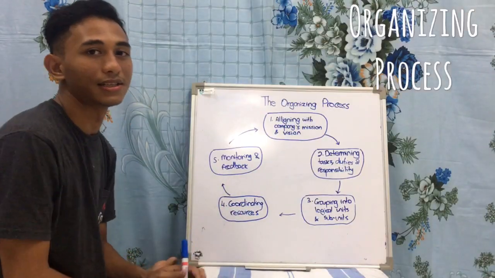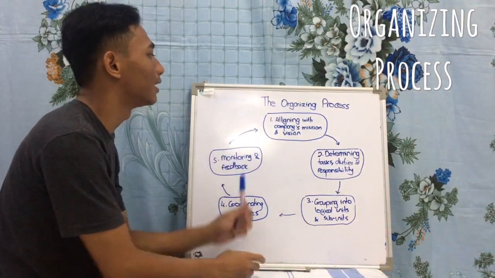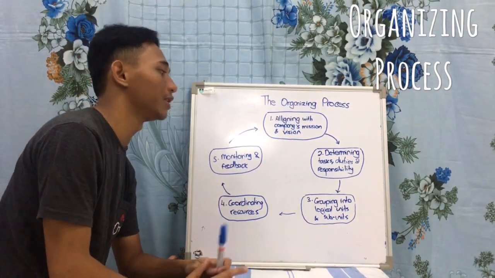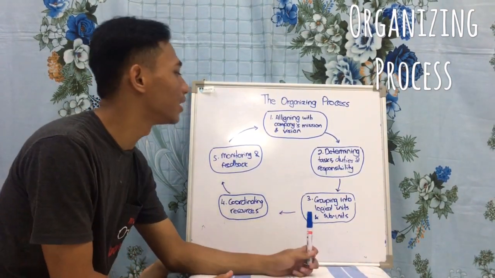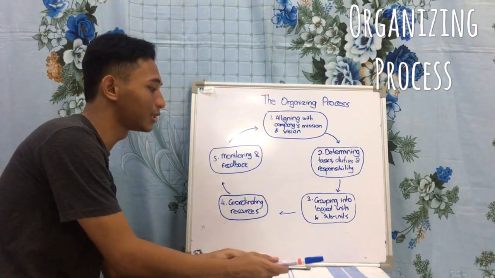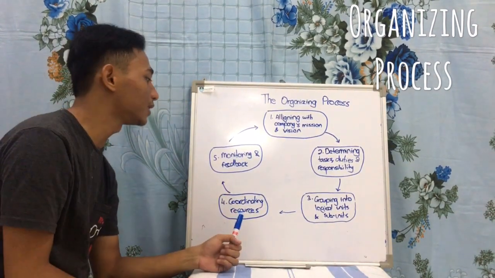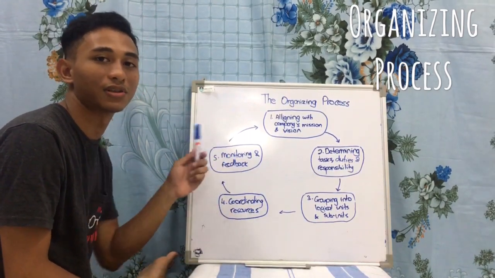What you can see here is the cycle of the organizing process. First of all, aligning with company mission and vision. The second one is determining tasks, duties, and responsibility. The next one, grouping into logical units and subunits. Number 4, coordinating resources, and the last one is monitoring and feedback. This cycle is a continuous process.